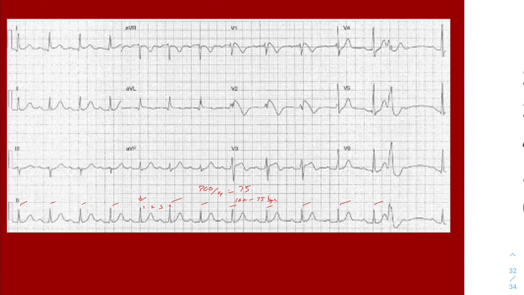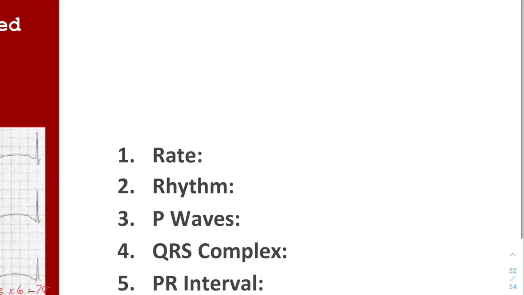If we count the 10-second method, 1, 2, 3, 4, 5, 6, 7, 8, 9, 10, 11, 12, that's a PVC, 13. Remember, the 10-second method is the number of peaks, 13 times 6, and you end up with 78 beats per minute, which is fine for our rate. We said our rhythm is normal, and we usually say normal sinus or sinus rhythm.